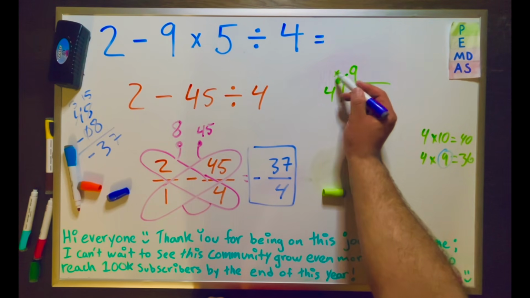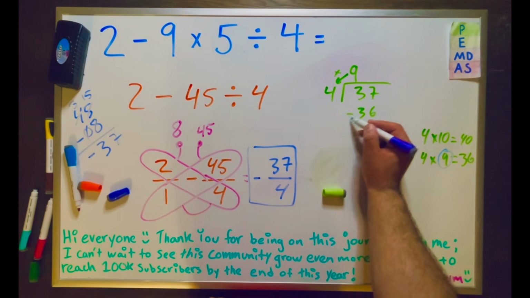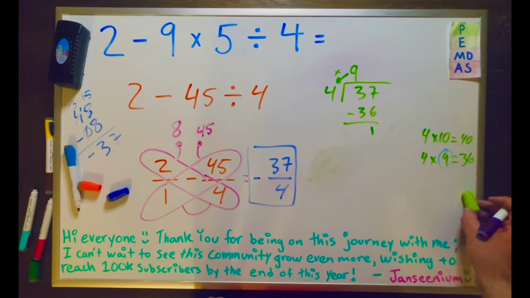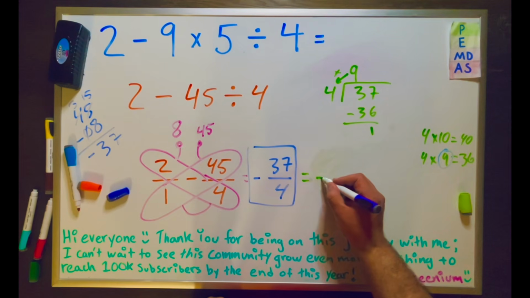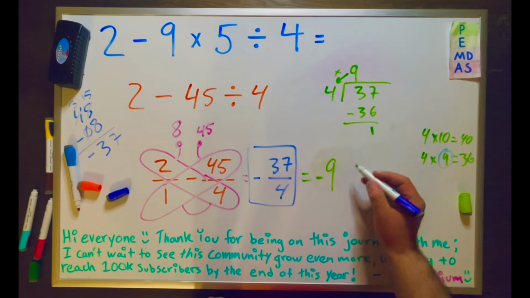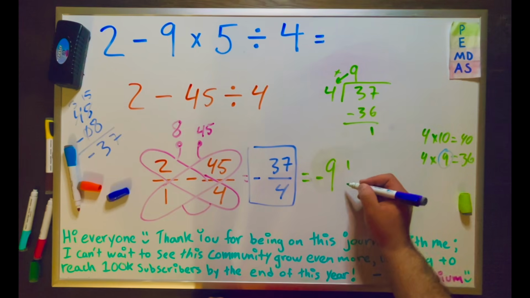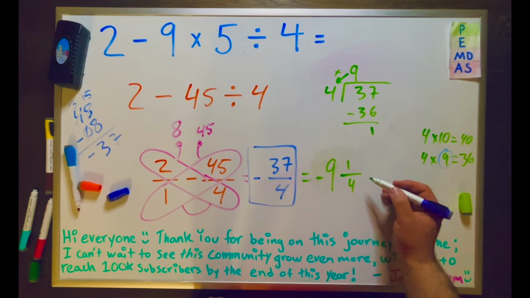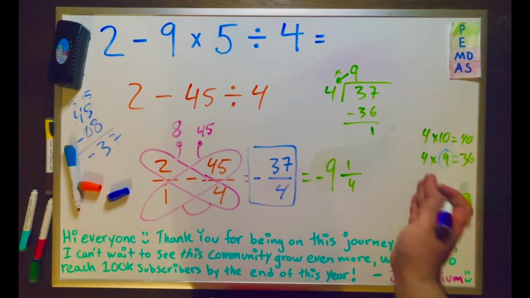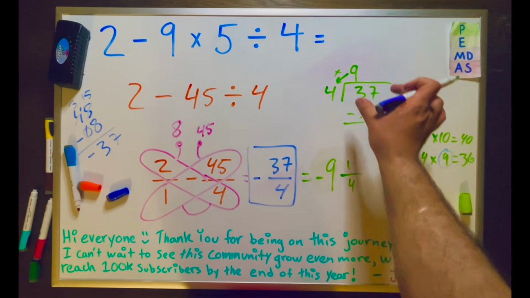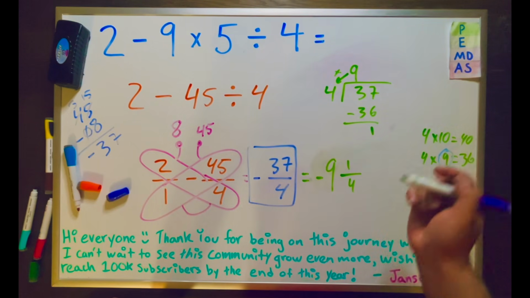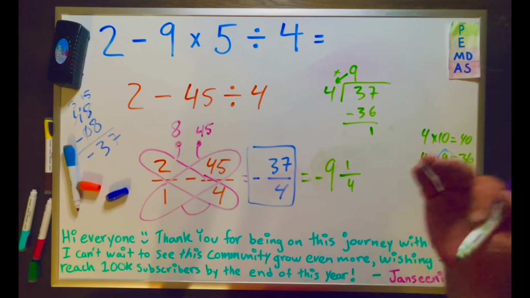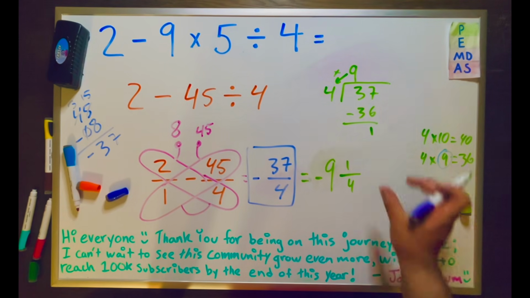And then 9 times 4 is 36. And then we subtract 37 minus 36 is 1. So our mixed number answer is negative 9 and then our remainder 1 over 4. And I know some of you already know what 1 over 4 is, but for practice, let's go ahead and continue our long division so we can get our decimal answer. Let me just continue the long division.